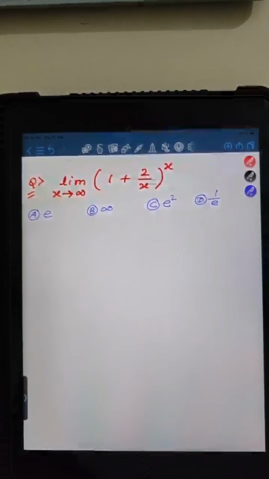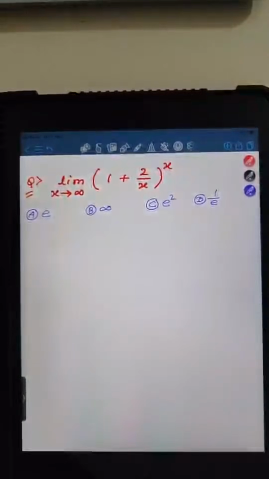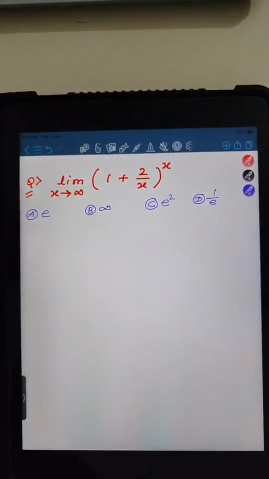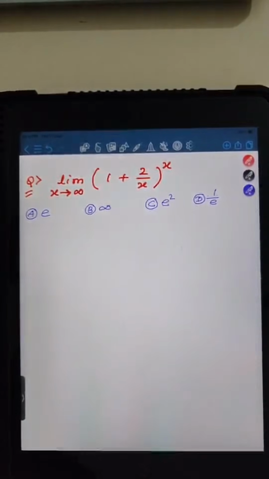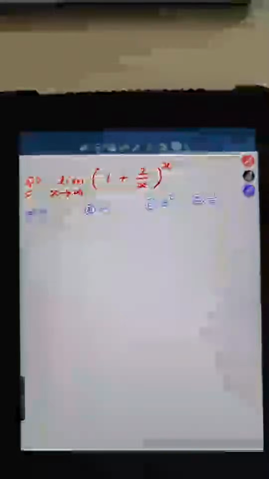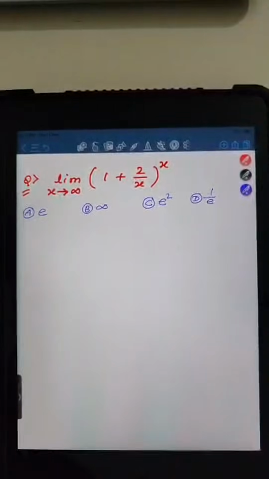Navneet Mishra is telling C. Anyone who has got option C? Ritu Kumari, option C. Yes. The answer is correct. Option C is the correct answer.